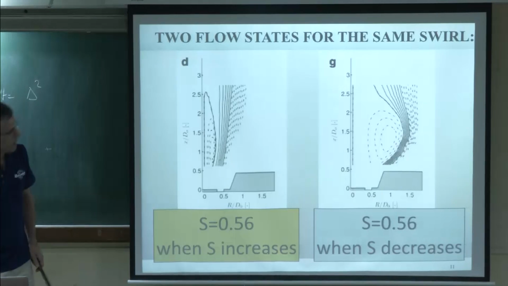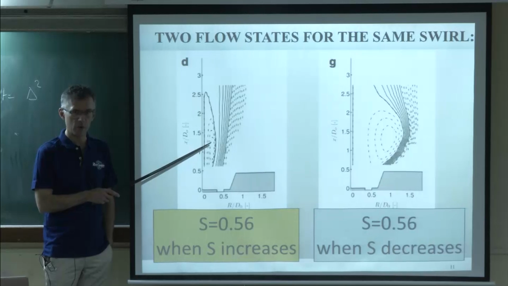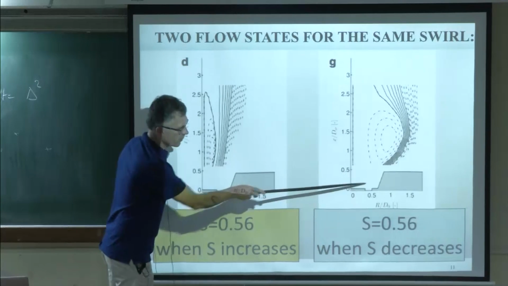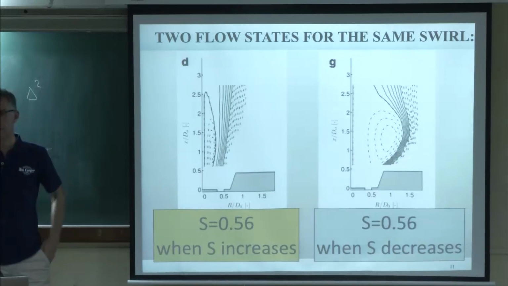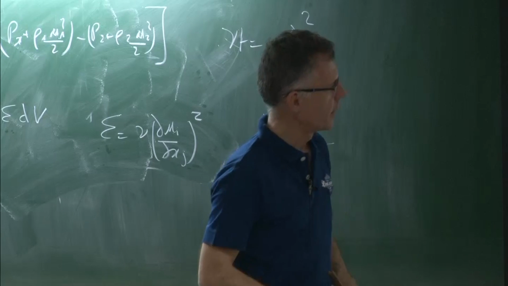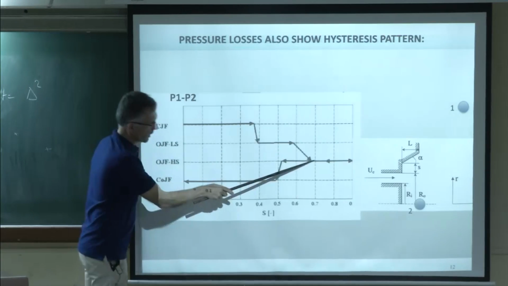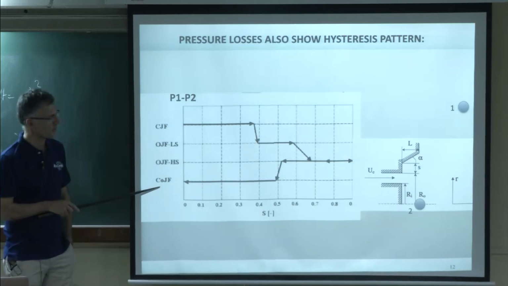And then the striking result is that this is the picture you obtain when you increase the swirl. This is the picture you obtain when you decrease the swirl. It's not the same. It's the same swirl, it's not the same flow. So you have two states, okay? This is the typical bifurcation that you can plot that way. If you increase the swirl, you go through different states, but when you go back, you go through other states.